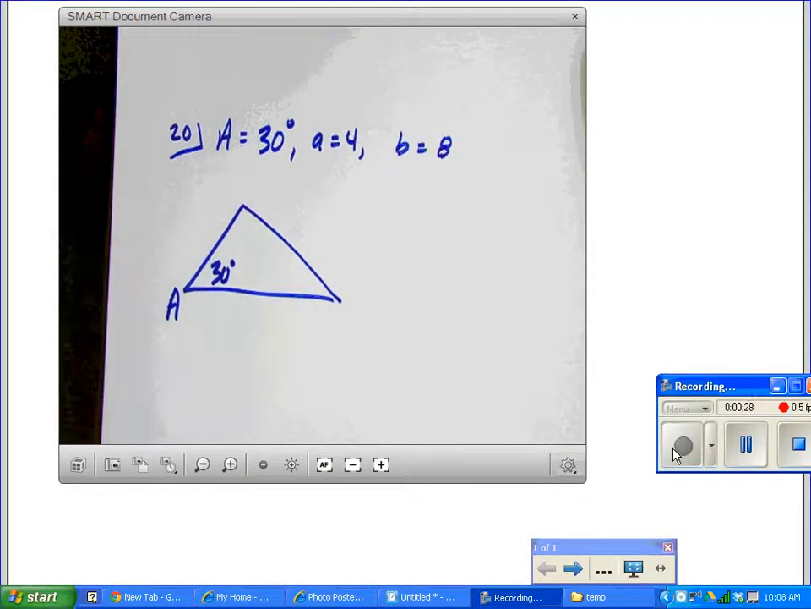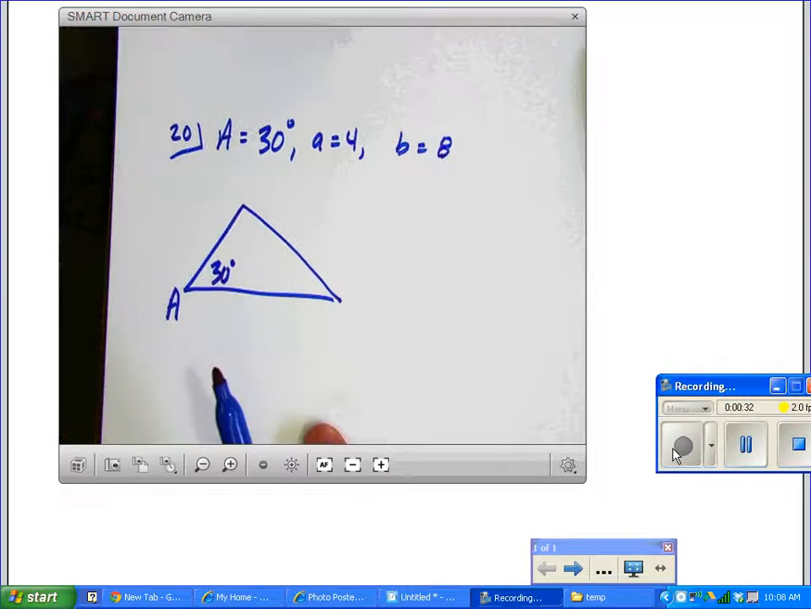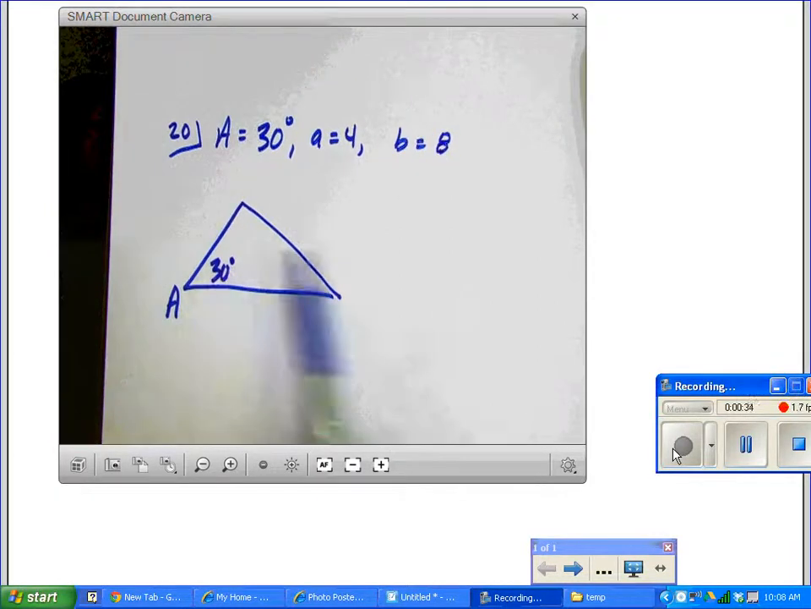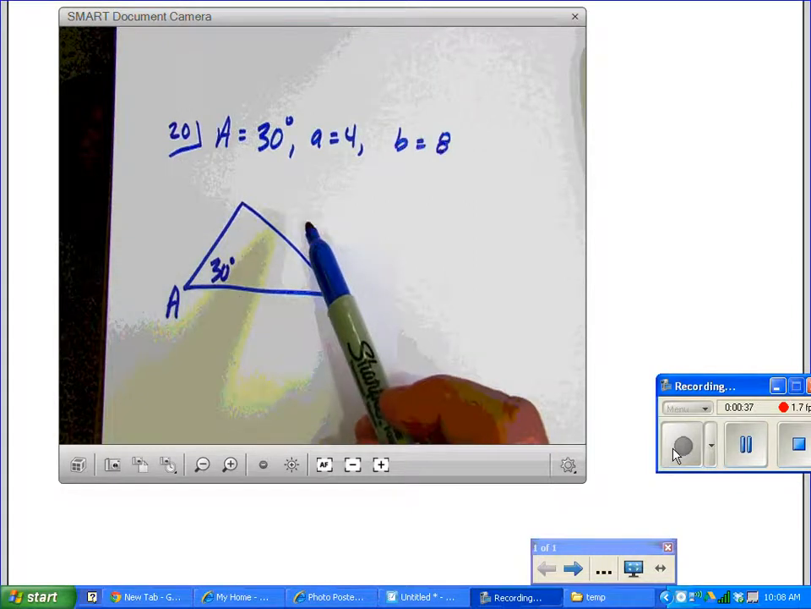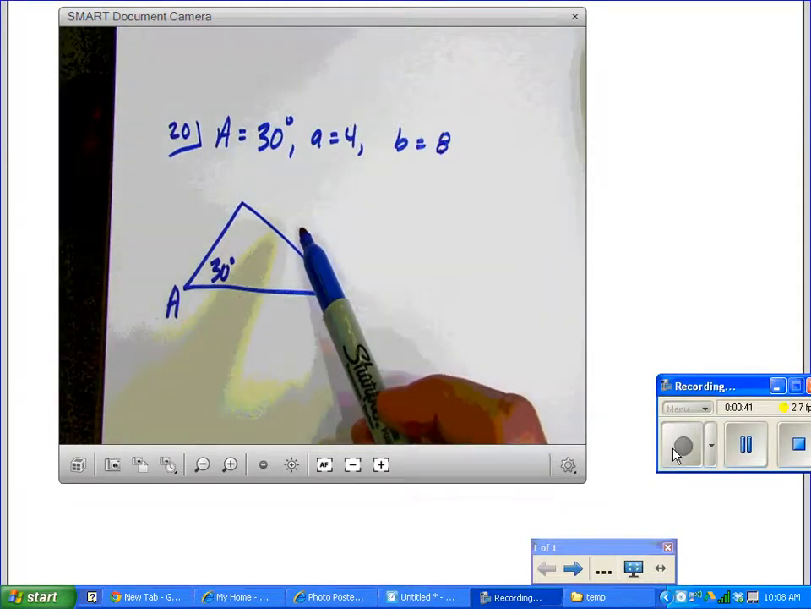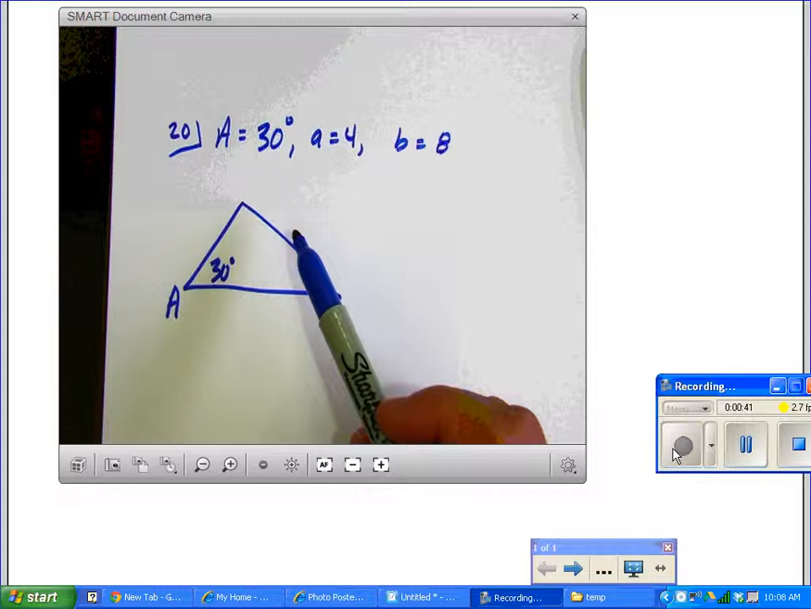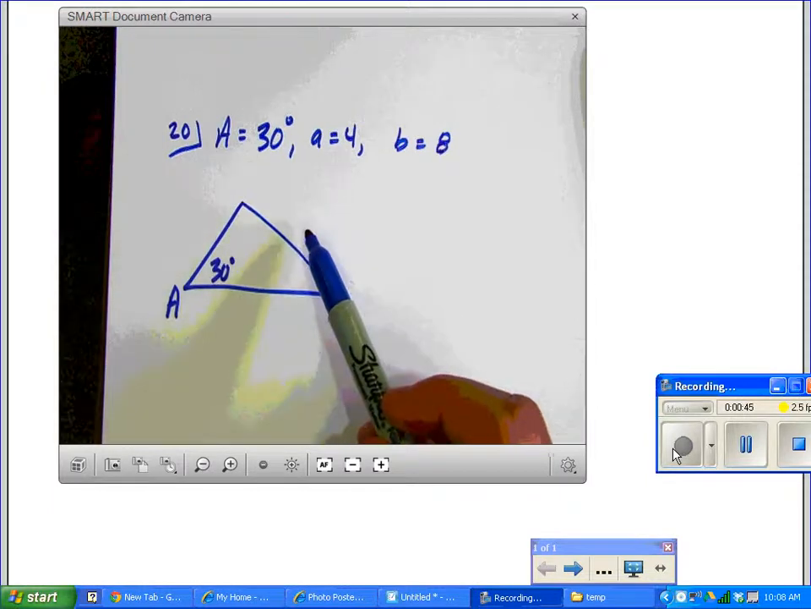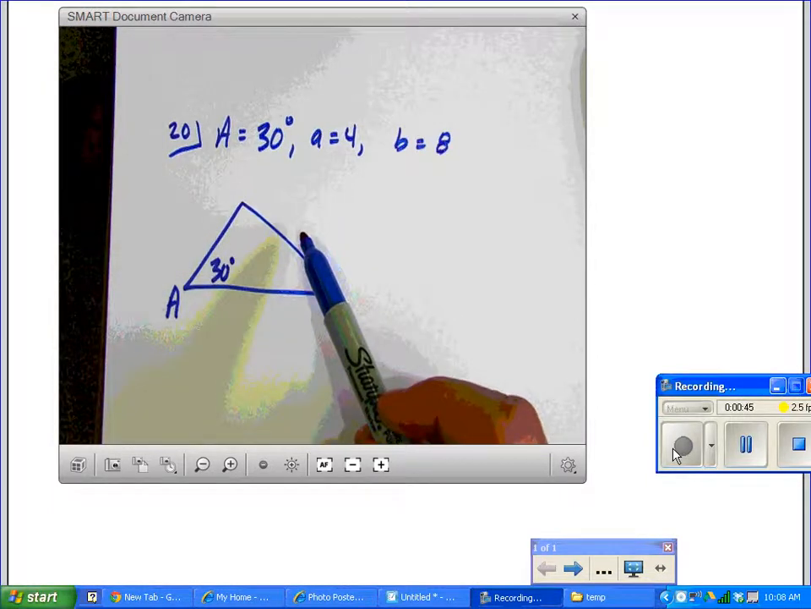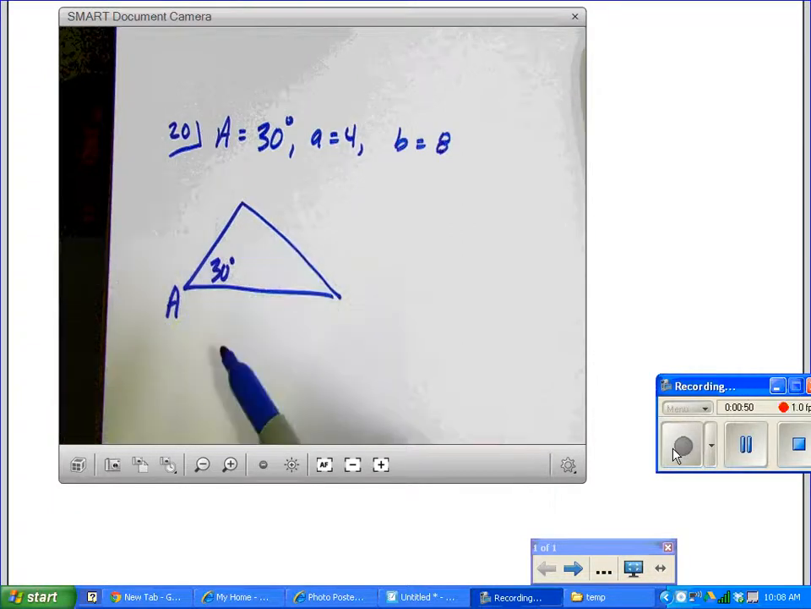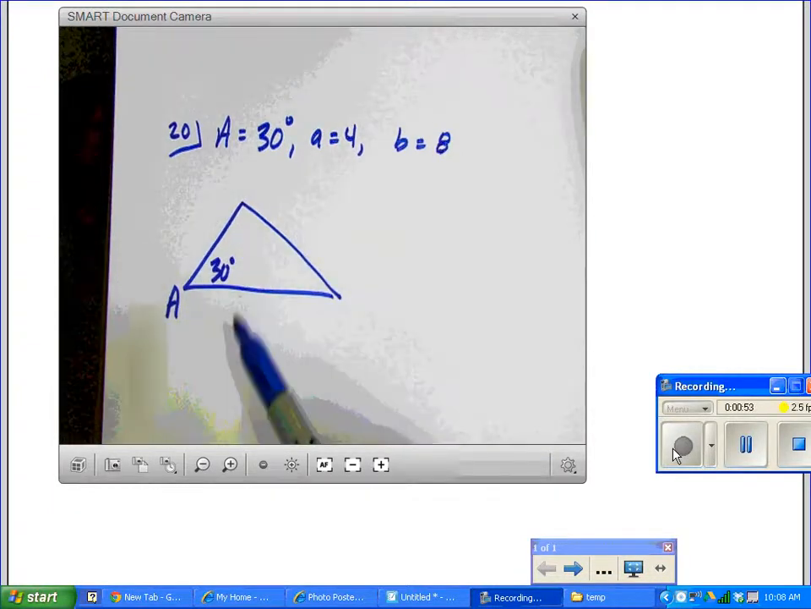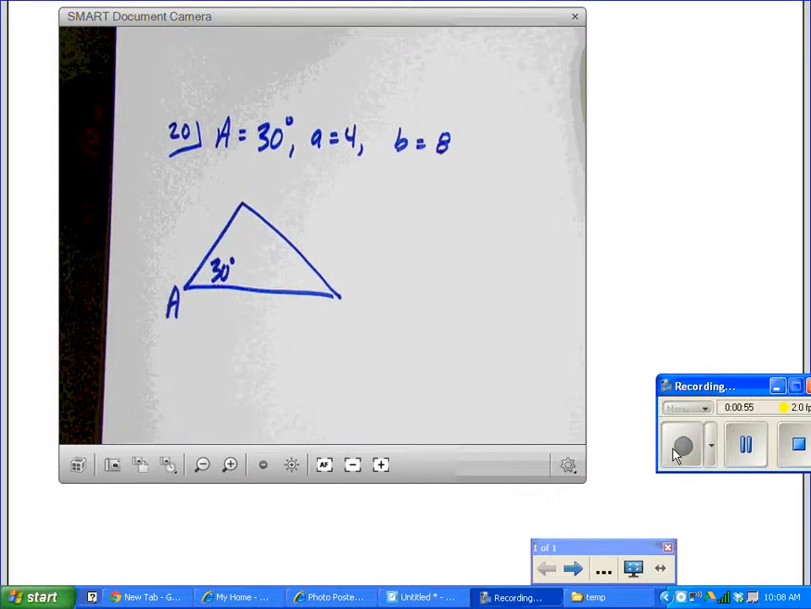Now, before we fill in the rest of it, let's go over the acute case and what could happen. What happens if the bigger of the two sides is across from 30? One triangle. If the smaller side is across from 30, then we have to compare the smaller side to the longer side times the sine of the angle.